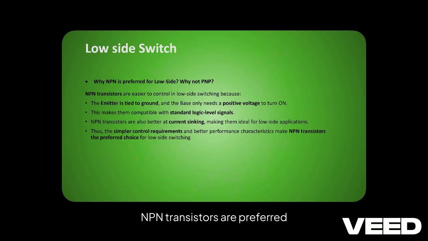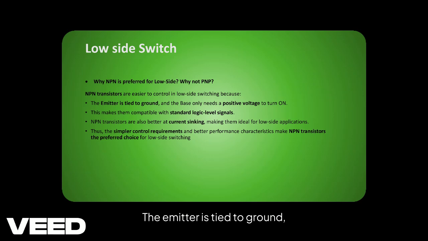NPN transistors are preferred for low-side switching due to their ease of control. The emitter is tied to ground, and the base requires only a positive voltage to turn on. This compatibility with standard logic-level signals makes NPN transistors ideal for low-side applications.